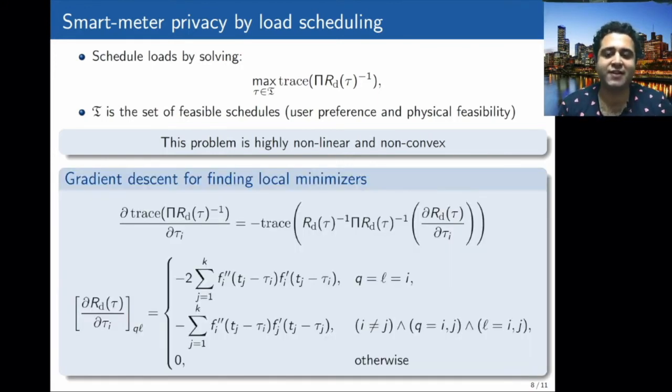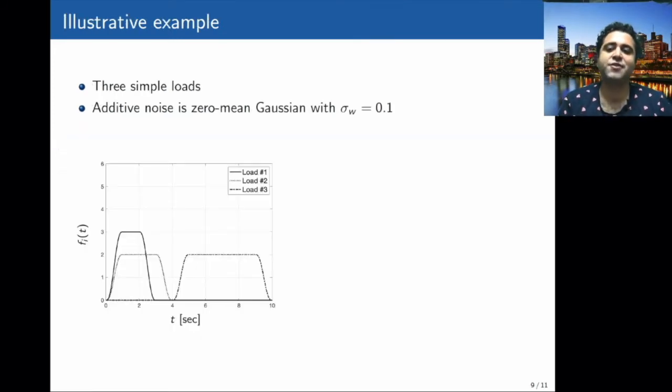using a gradient descent algorithm. To be able to do gradient descent, we need to compute the gradient here, which is not that difficult. With a little bit of algebraic manipulation, we can find the gradient. The gradient becomes a function of second-order derivatives of the load profiles in addition to the first-order derivatives, which is not really surprising. Now let's show this on an illustrative example.